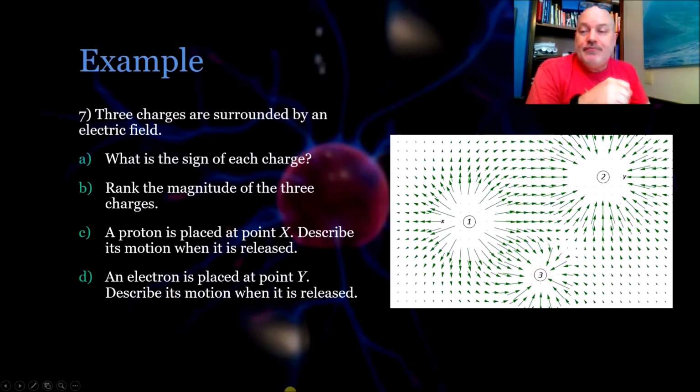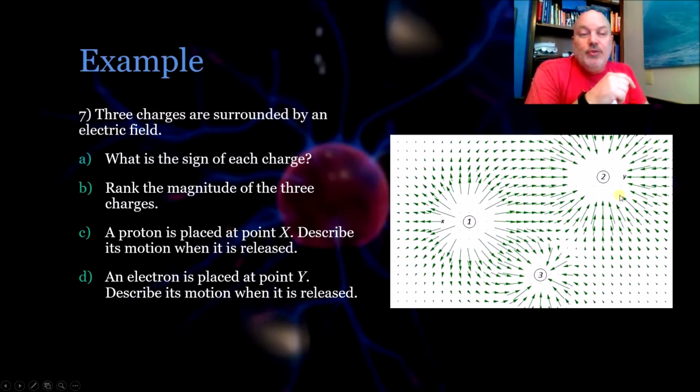A proton is placed at X, describe its motion. All right, if we put a proton here, it'll receive a force in the direction of the field, which is to the left. It'll accelerate away. By the way, as it gets farther away, the force on it will get smaller, and so therefore its acceleration will decrease, and so it'll eventually reach a top speed.